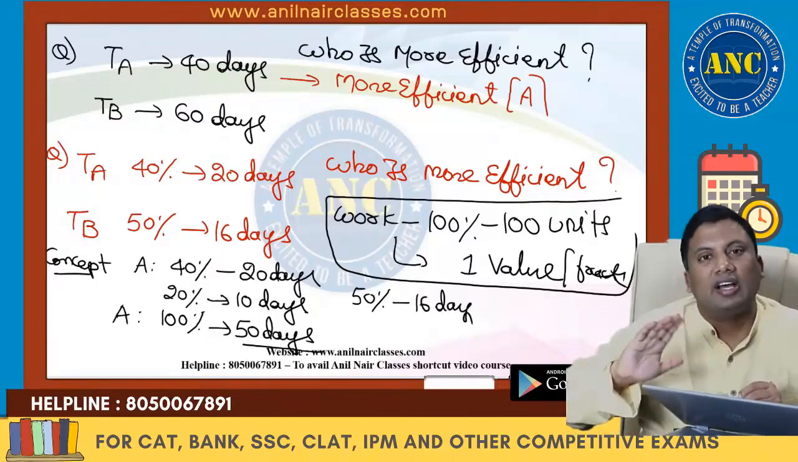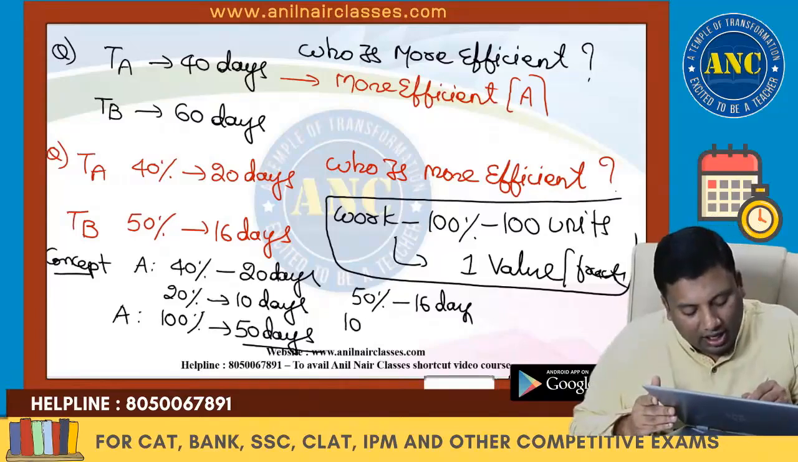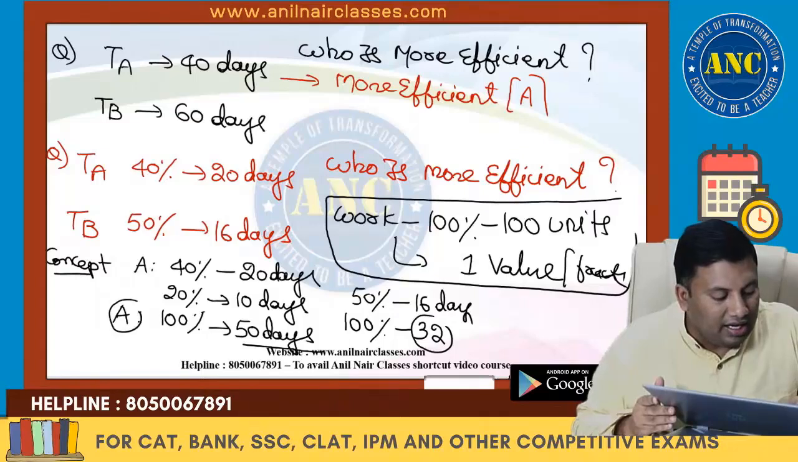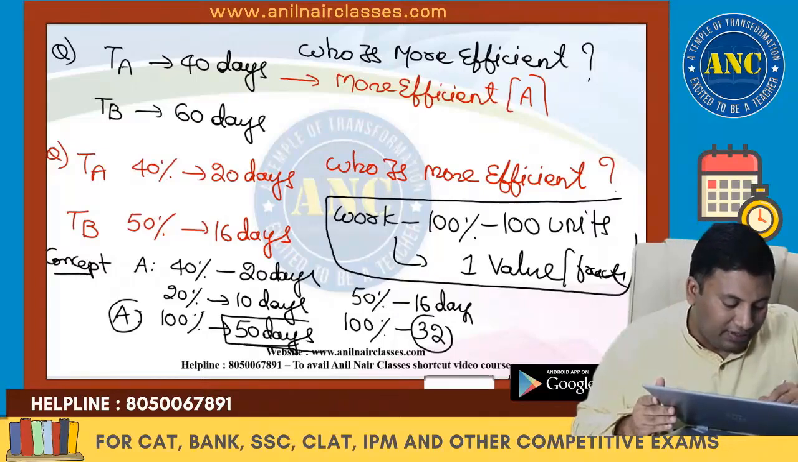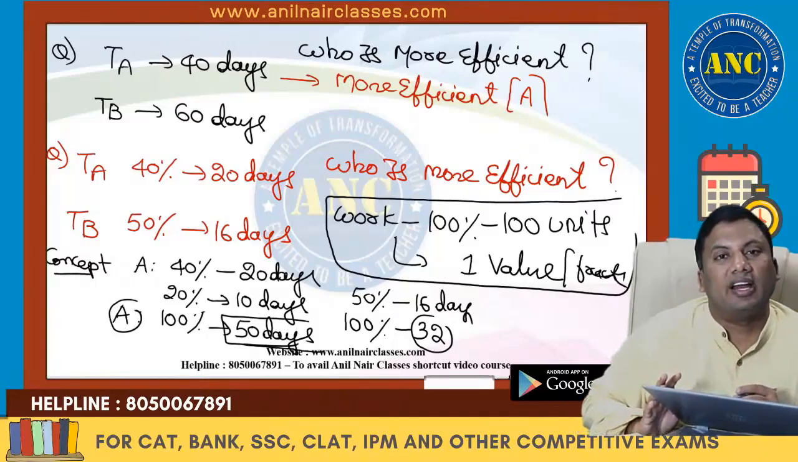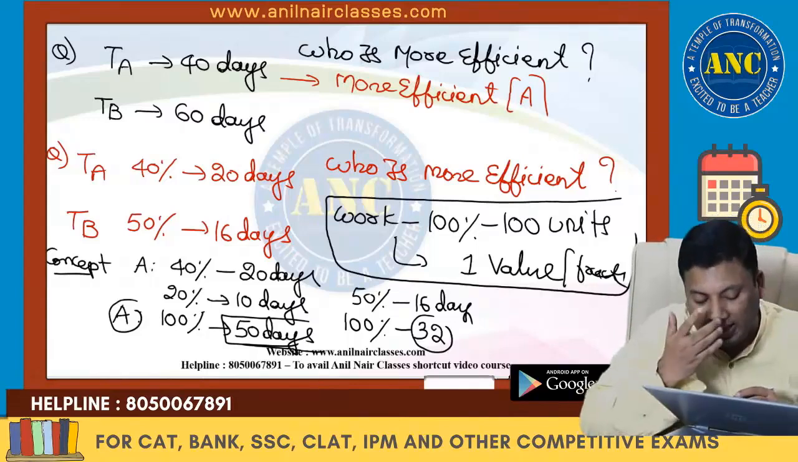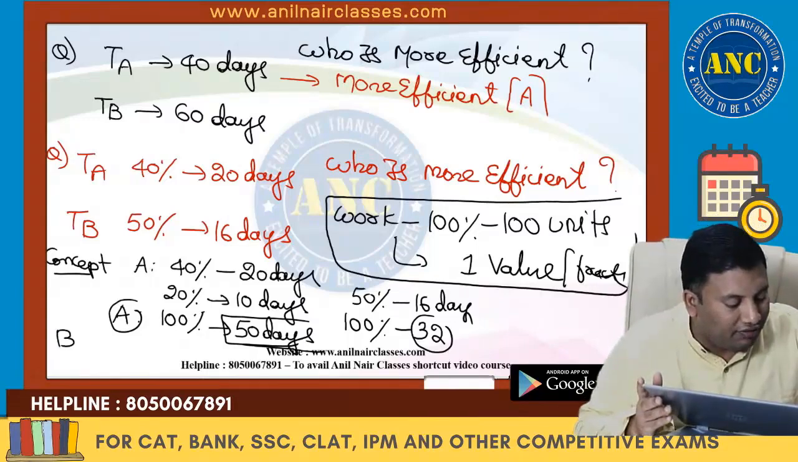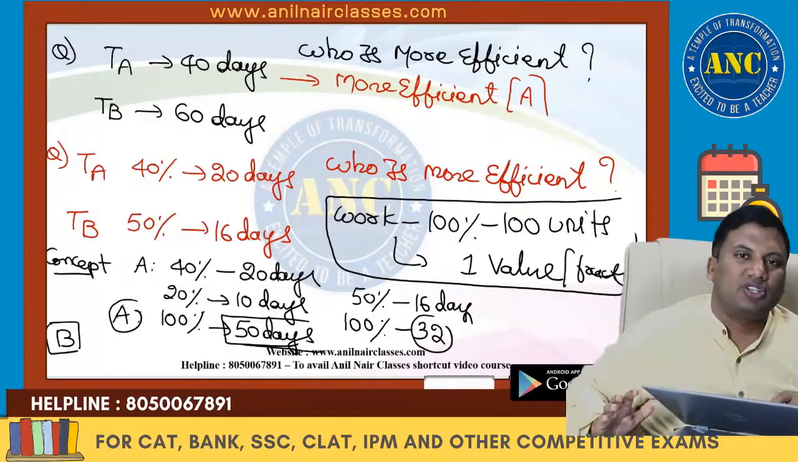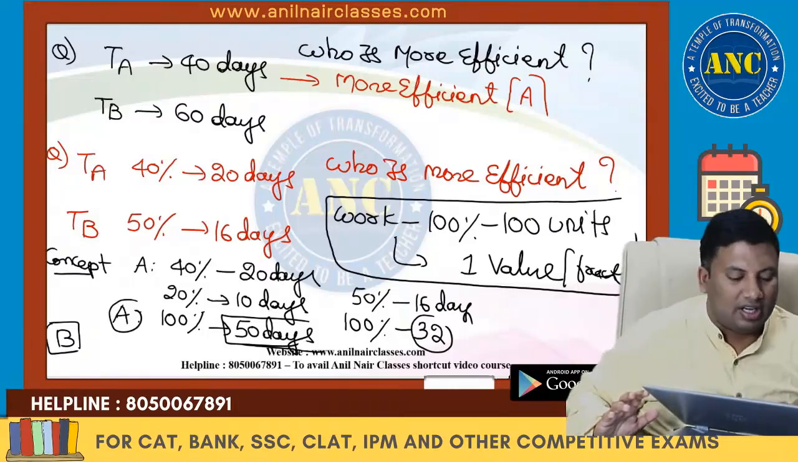Convert everything into 100%. 100% will be 32 days. A is completing the work in 50 days. B is completing the work in 32 days. B is taking less time. So who is more efficient? B is more efficient.